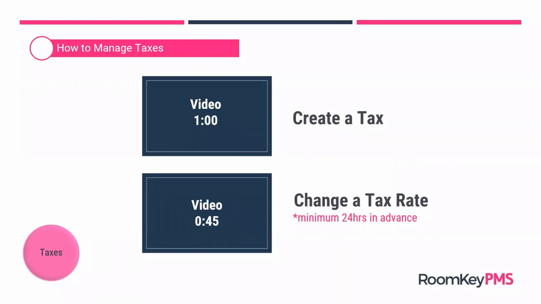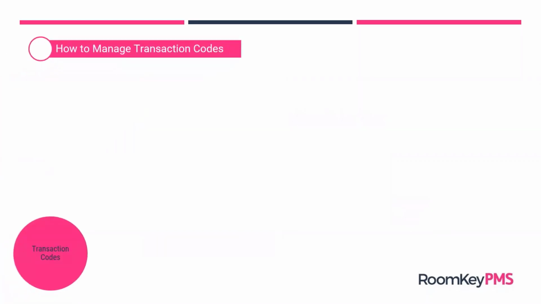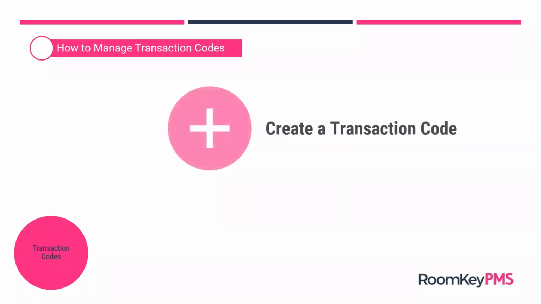So that gives you an overview of some of the basic functions of creating a tax and managing that tax rate if you ever needed to change that information in the future. Now that we've seen how we can create and manage GL accounts and taxes, let's jump into how to manage transaction codes. I'm going to show you a couple of demonstrations here, and we'll start with how to create a transaction code. I'm going to use our demo database for this demonstration.